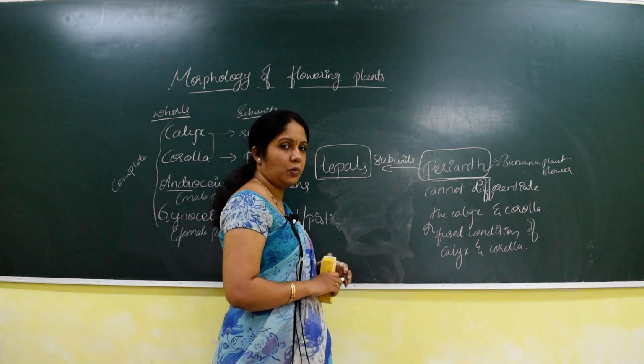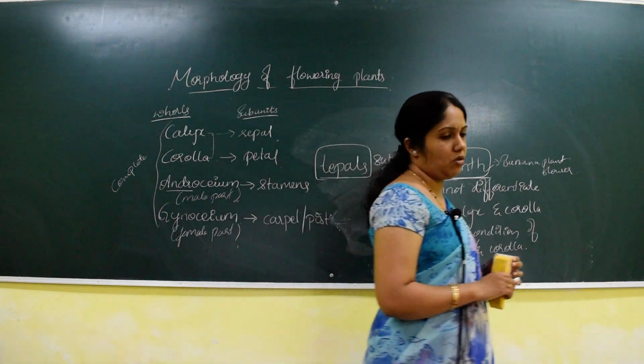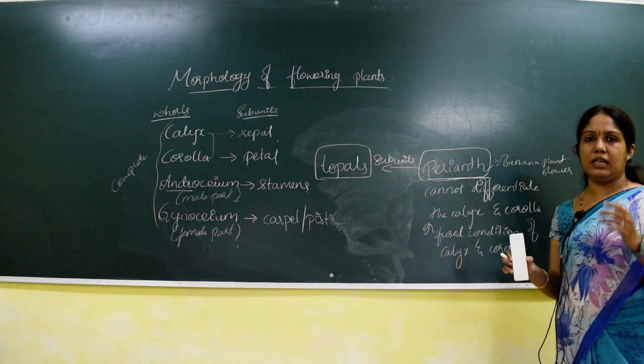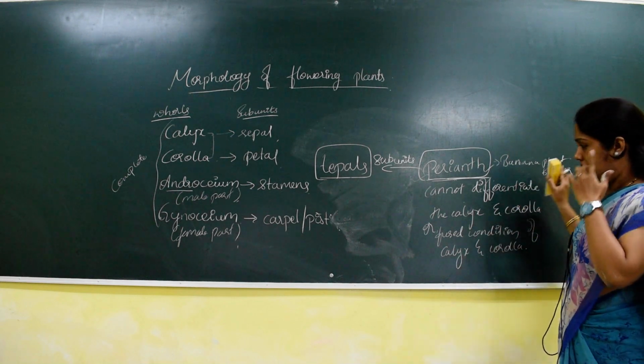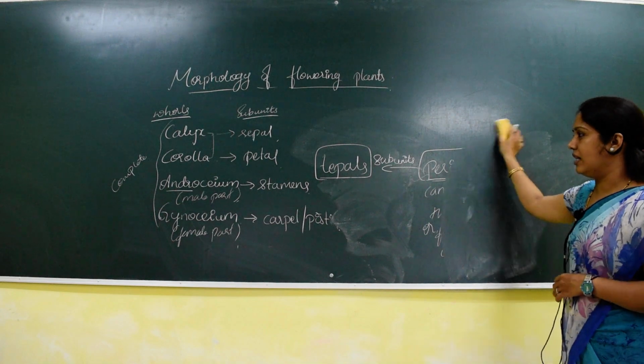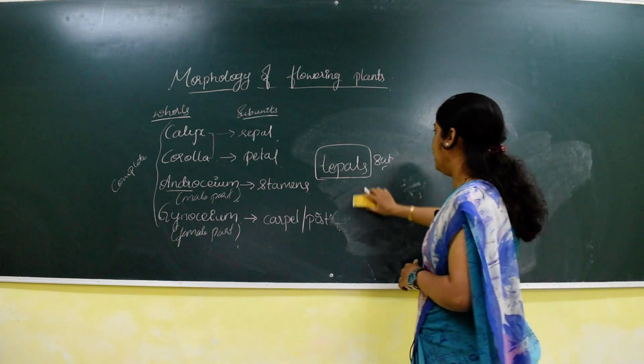So perianth is very important for 1 mark. Perianth is a condition where we can't differentiate calyx and corolla, or the fused condition of the calyx and corolla itself is called as perianth.